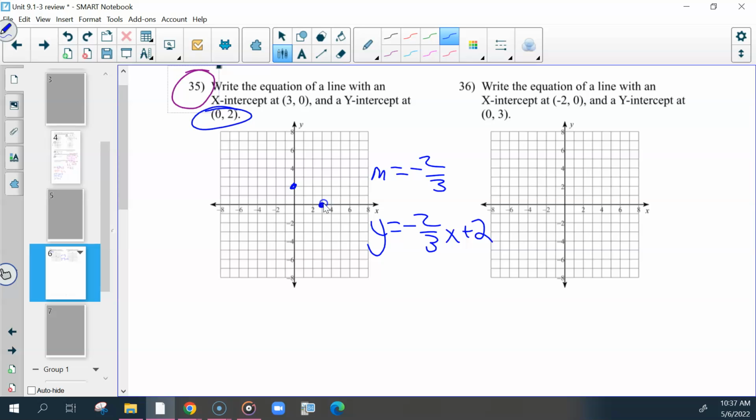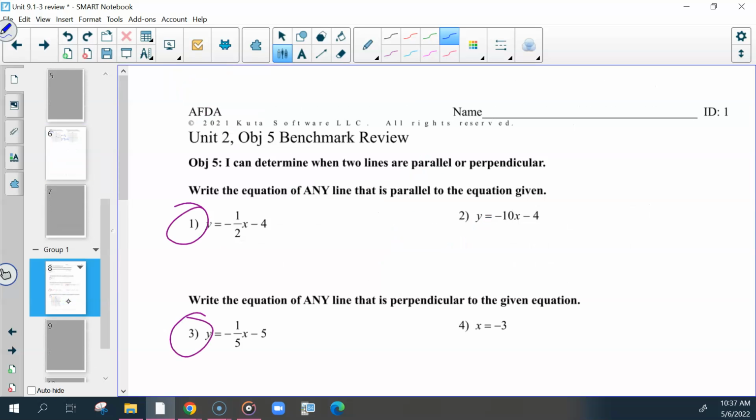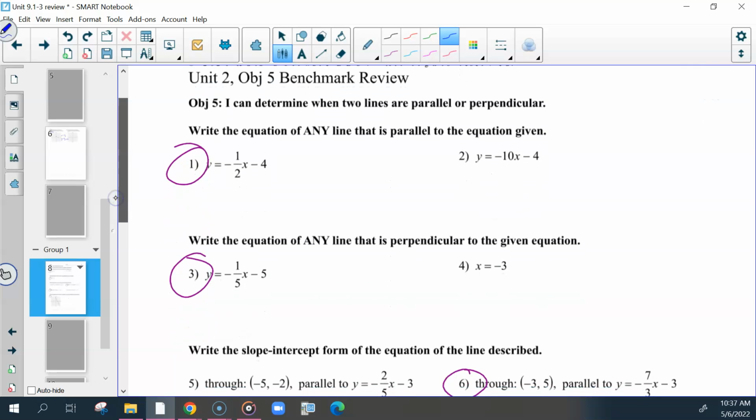And then look at the very last page, which is your parallel perpendicular stuff. I think these are the same. We're going to start with number 1. It's asking you to write the equation of any line that's parallel to the equation given. So what would the slope of my next line be if it's parallel?